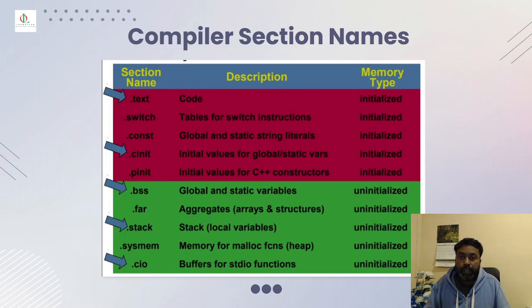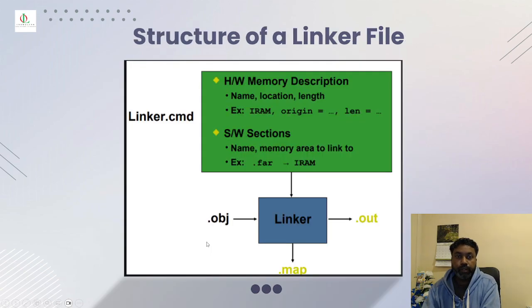Then we talk about the compiler section names. As we already know a few section names: .text is code, .switch and .const are constants, .cinit and .pinit are for global or static variables. These are all memory types that have to be initialized. There are also uninitialized memory types, for instance the global static variable section .bss and .stack, the local variables. These don't have to be initialized; you can assign to them directly. That's what uninitialized means, whereas the others you have to initialize first and then assign values.